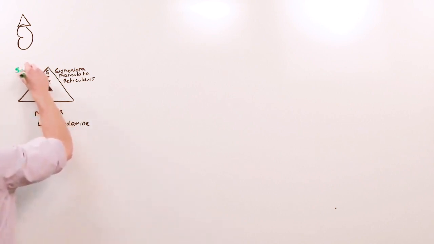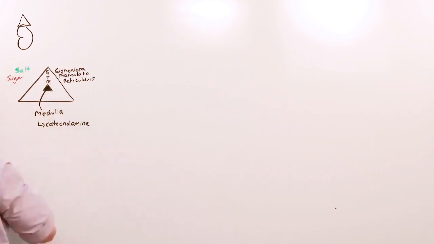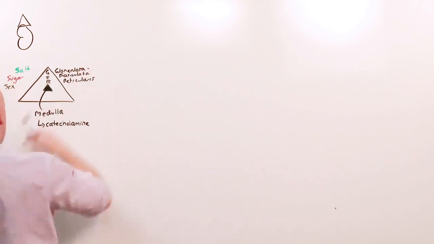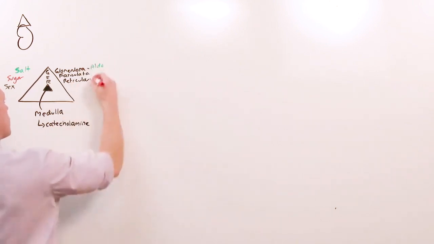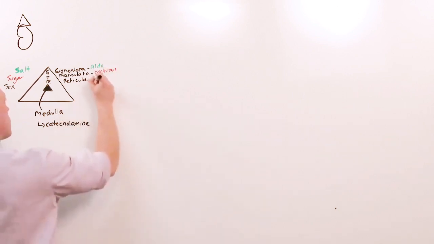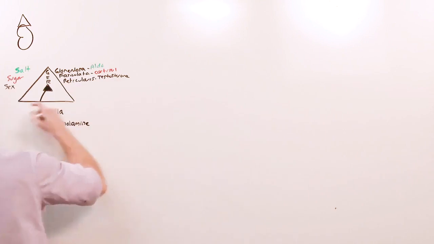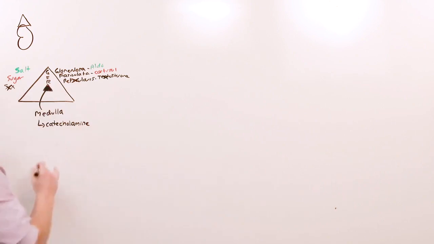Salt, sugar, sex. Linking up to aldosterone, cortisol, and then testosterone. Now, we're not going to worry about the sex part, but we are going to talk a lot about salt and sugar, and then we'll finish up with catecholamines.